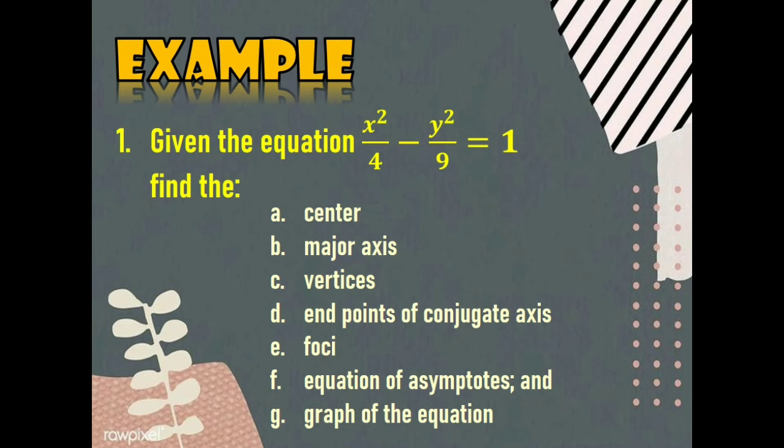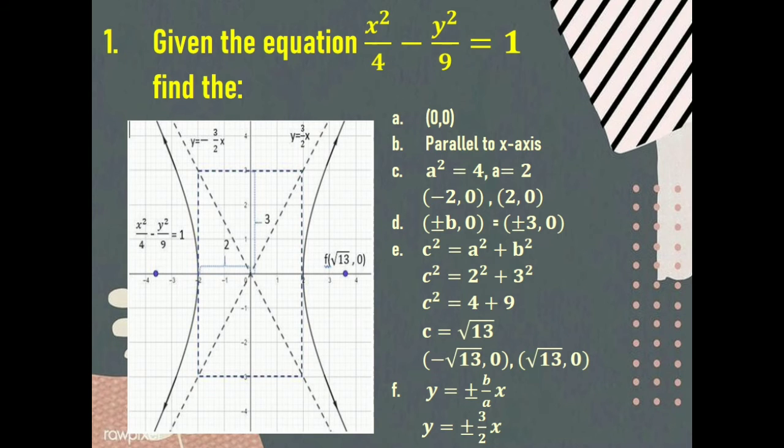Let's have an example. Number 1, given the equation x squared over 4 minus y squared over 9 equals 1, find the center, major axis, vertices, and points of conjugate axis, foci, equation of asymptotes, and graph of the equation. In this equation, the center is at the origin. Major axis is parallel to the x-axis. Next is the vertices. a squared equals 4. Square root of 4 equals 2, so the vertices are (negative 2, 0) and (2, 0).